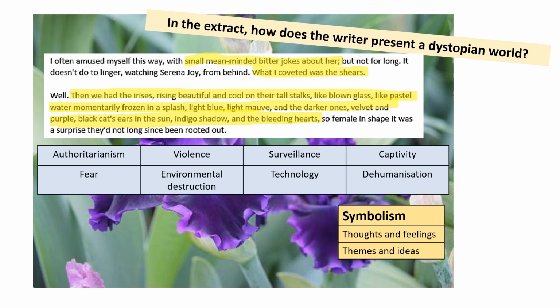And then we get more of these very, very detailed descriptions of nature, in particular the flowers, the plants, and their beauty, their bright colours. It's just interesting, bleeding hearts perhaps is a powerful symbol of June's sadness. And then we get this great phrase, so female in shape, it was a surprise they'd not long since been rooted out. And this suggests to us, doesn't it, that anything that looks female is in some way controlled or destroyed. So it's a powerful symbol. We'll return to these ideas in a short while.